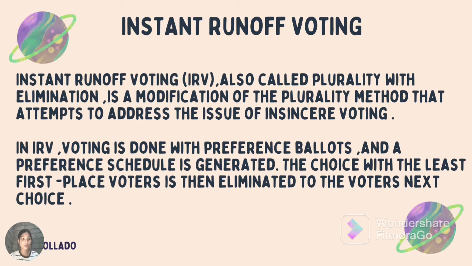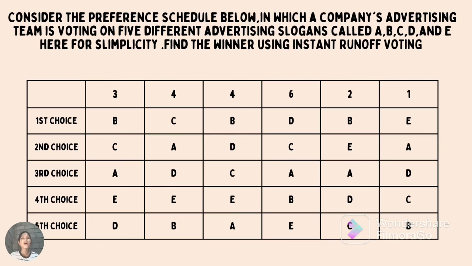Okay, here's the sample question. Consider the preference schedule below in which a company advertising team is voting on 5 different advertising slogans called A, B, C, D, E. Here, for simplicity, find the winner using instant runoff voting. So, hahanapin natin siya gamit ang instant runoff voting.